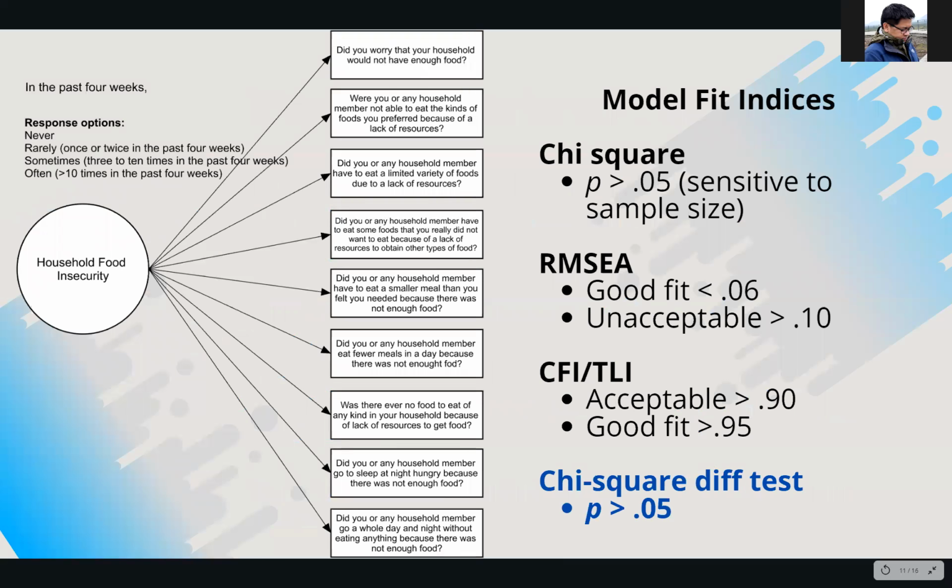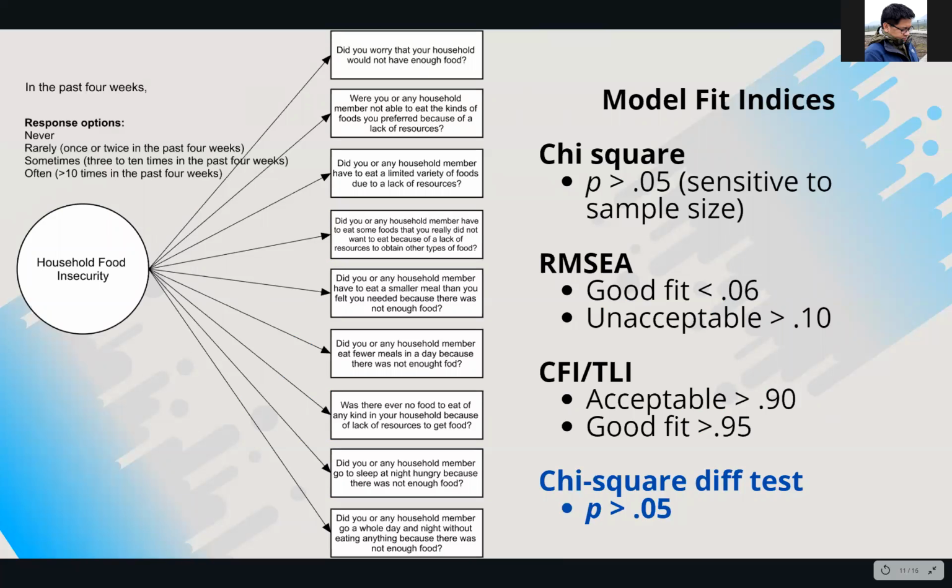The factor structure model that we tested in this study is based on prior research, and that is the one-factor structure model, which you can see on the slide. All 9 items of the Household Food Insecurity Access Scale loaded onto one factor, which we call here household food insecurity.